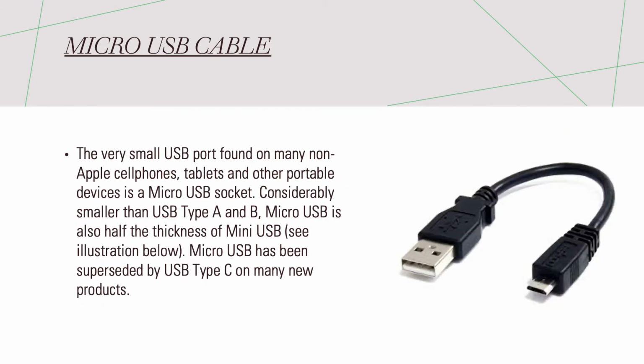And the last part of this material is micro USB cable. The very small USB part found on many non-Apple cell phones, tablets, and other portable devices is a micro USB socket. Considerably smaller than the USB types A and B, micro USB is also half the thickness of the mini USB. A micro USB has been superseded by USB Type-C on many new products.